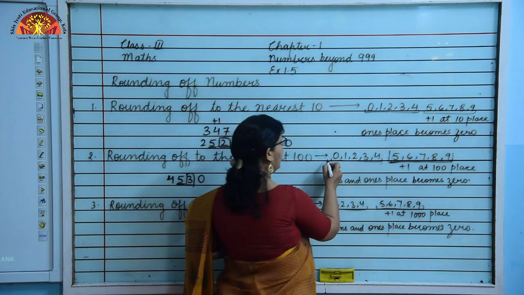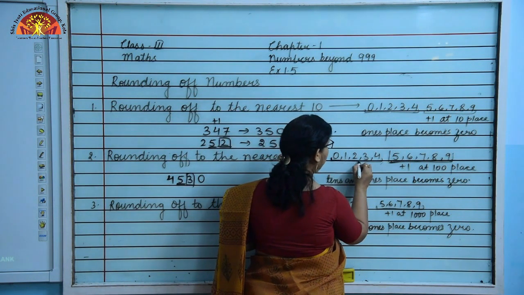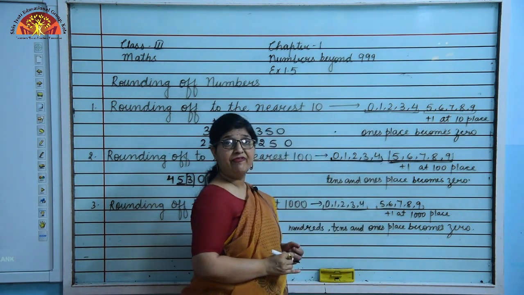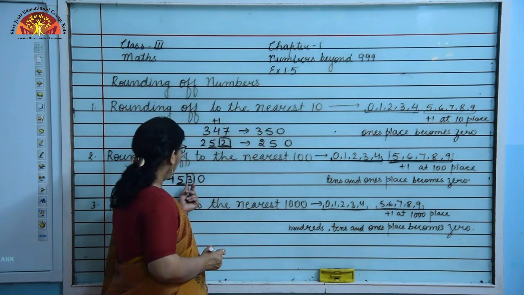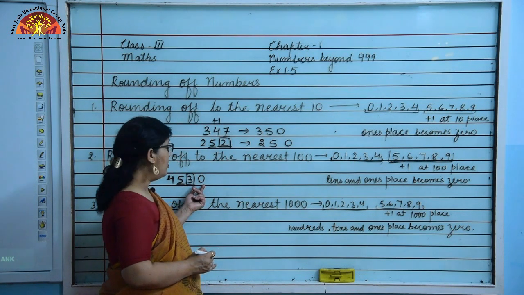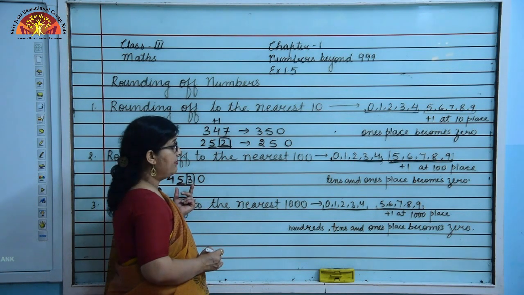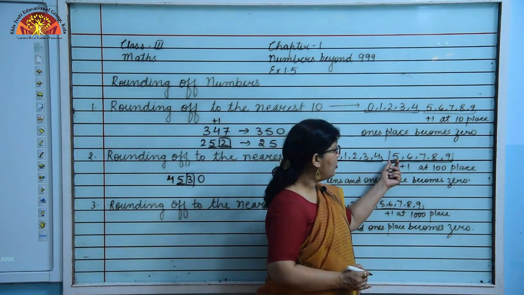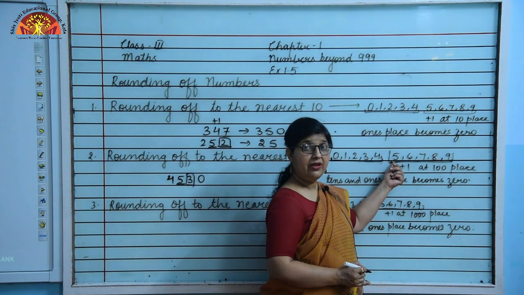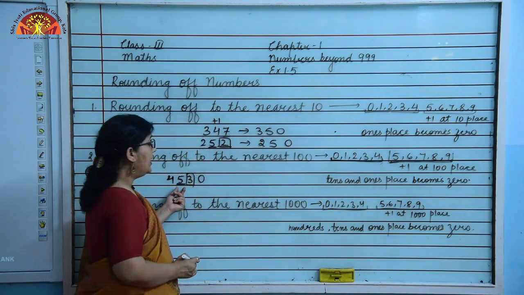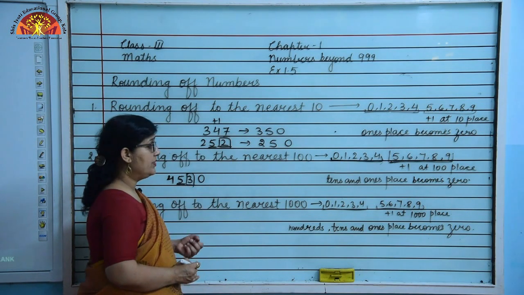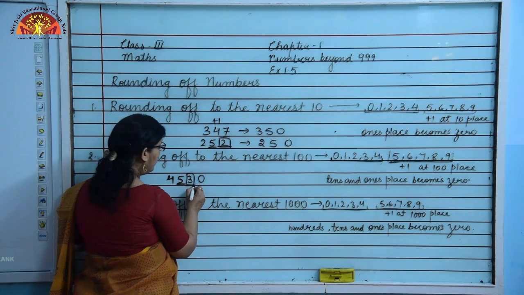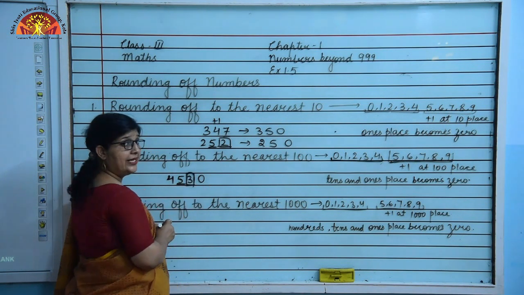तो आपके पास में क्या होगा, रूल क्या है कि if tens place has less than 5, means 0, 1, 2, 3 and 4, then tens and ones place become 0 and the remaining digits remain the same. And if we have more than or equal to 5 at tens place, then we add 1 at hundreds place and tens place and ones place become 0. So we observe tens place for rounding to the nearest hundreds.